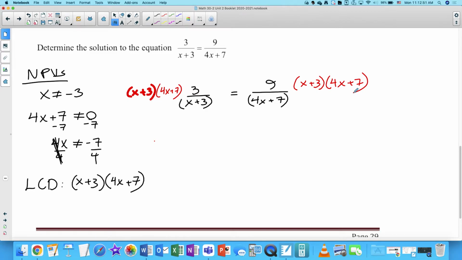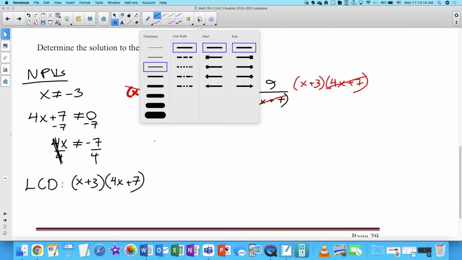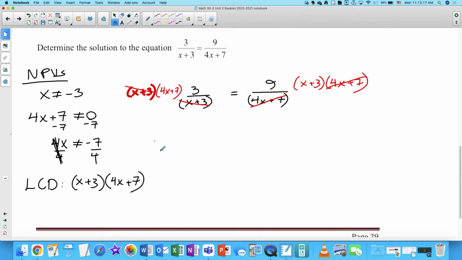So on the left side, I can cancel this factor of x plus 3 with this denominator of x plus 3. And I can cancel on the right side the factor of 4x plus 7 with the denominator of 4x plus 7. And what I end up with is a linear equation. So if I regroup, what I have here is 3 times 4x plus 7 equals 9 times x plus 3. And this is now linear. So I've got to solve that.